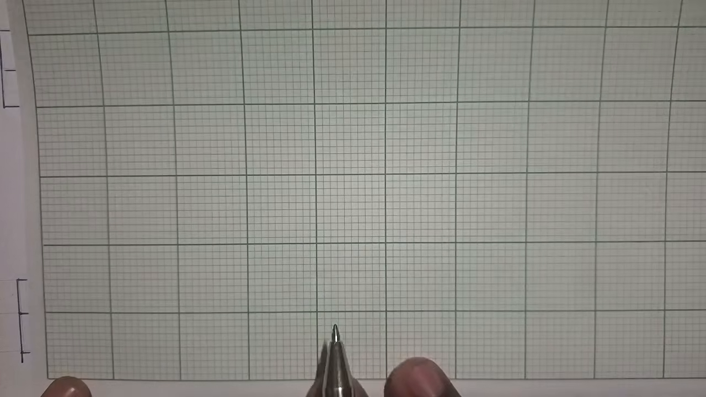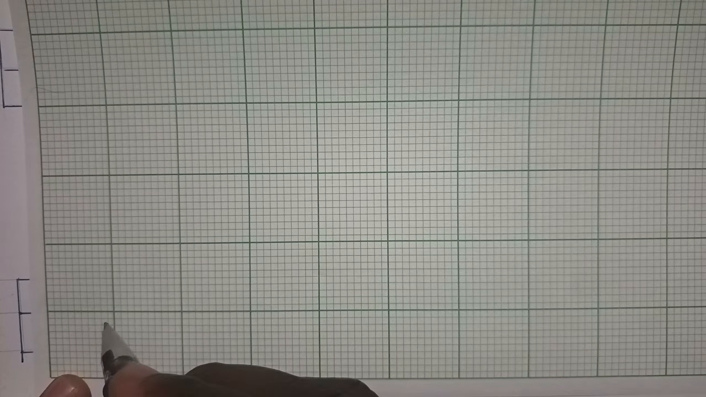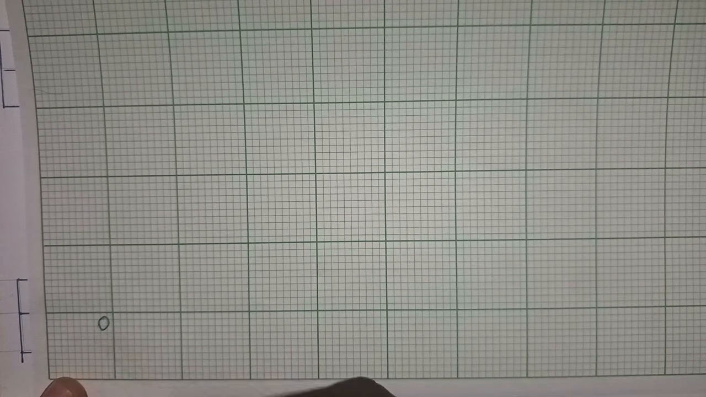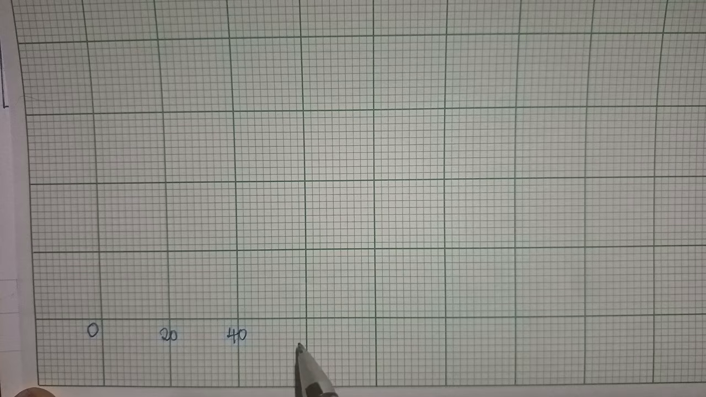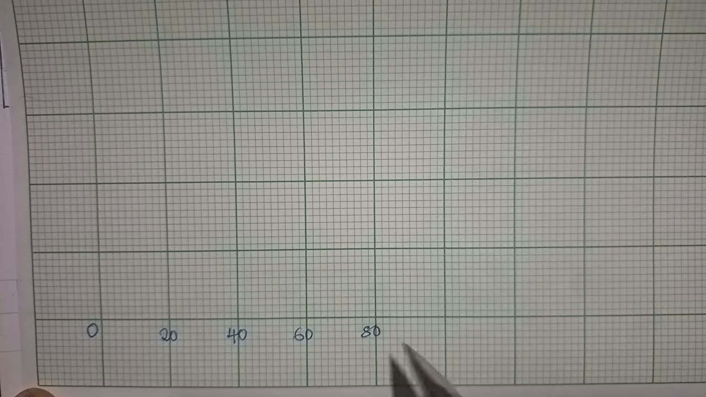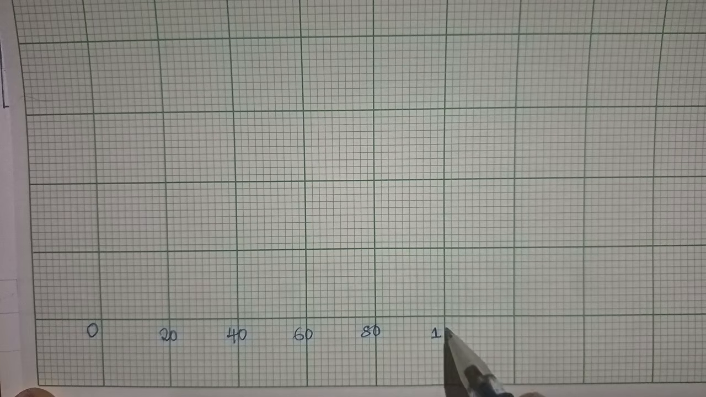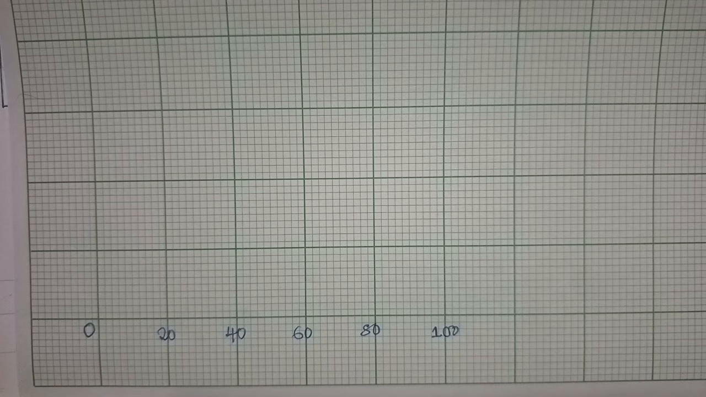Now look at this. From here, you see this corner, this is where your 0 will be. So the 0 will be right over here. And on the x-axis, they've said you move in 20s. So from 0, it's a 20 here. From 20, we'll go to 40, because we're moving in 20s. 60, 80, 100. Because the scale is telling us to end at 100.